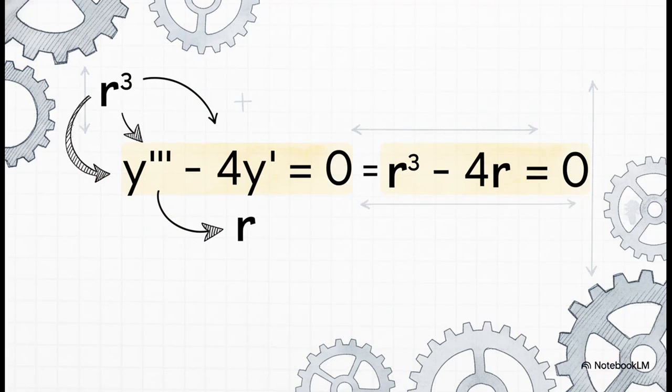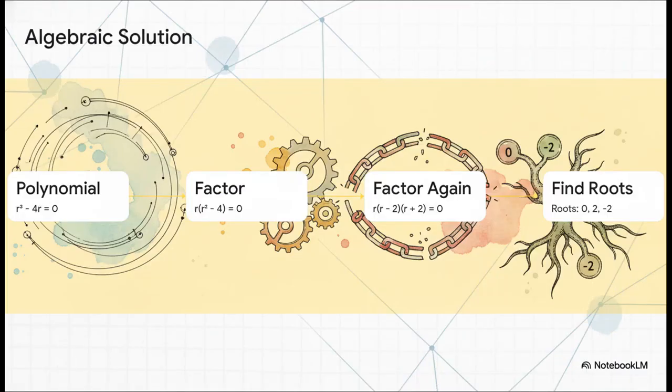Okay, let's go back to that very first problem we saw. Based on our new method, the first thing we've got to do is write down its characteristic polynomial. It's easy. The third derivative, y triple prime, just becomes r cubed, and the first derivative, y prime, becomes r. That's it. And look at that, it's just an algebra problem now. We can factor out an r right away. And then we're left with r squared minus 4, which hopefully you recognize as a difference of squares. And bam, that gives us three distinct real roots, 0, 2, and negative 2. This is a perfect example of our case number 1.